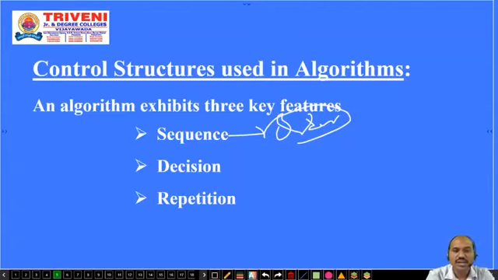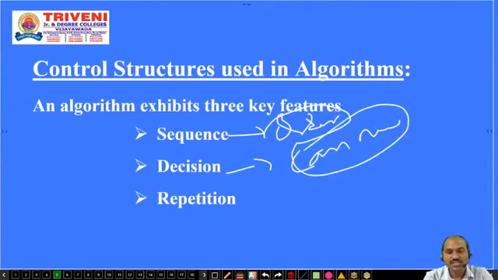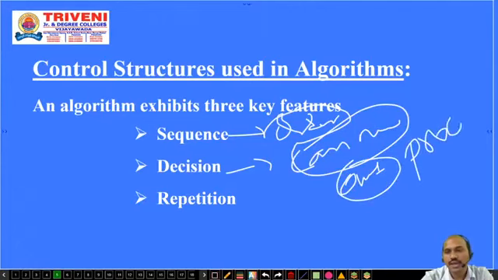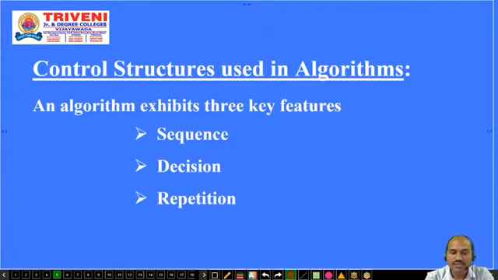The next one is the decision algorithm. What is meant by a decision algorithm? It means the algorithm is given a command, and the instruction is executed for a particular command. If the command is true, then the output will come, and the process continues to execute until the command is completed.